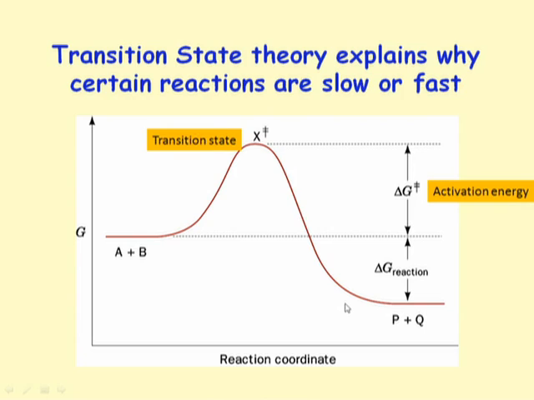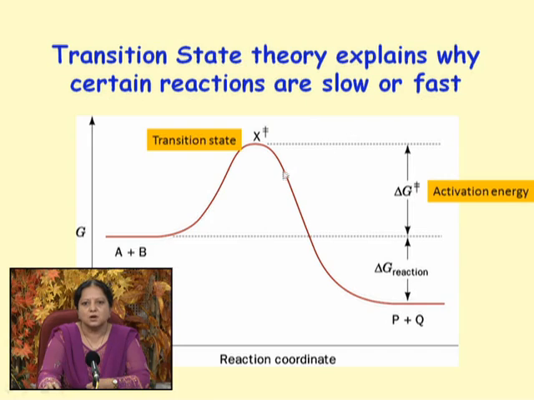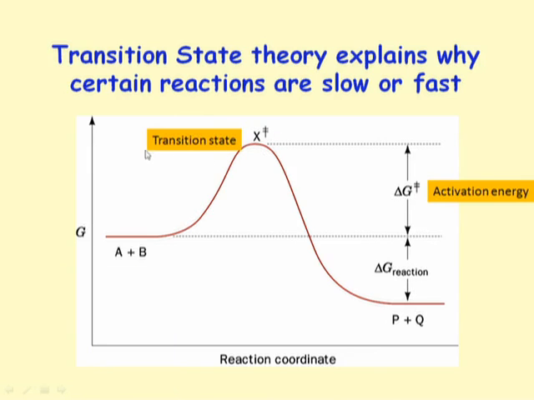To speed up the reactions, the barrier of the activation energy has to be overcome. The transition state theory explains why certain reactions are slow or fast, although they are accompanied by a negative delta G. The barrier to be crossed is the energy barrier known as the activation energy, and at the peak of the activation energy is a state of the molecule termed the transition state, which is the high energy state through which the reactants must pass in order to get converted to the products.